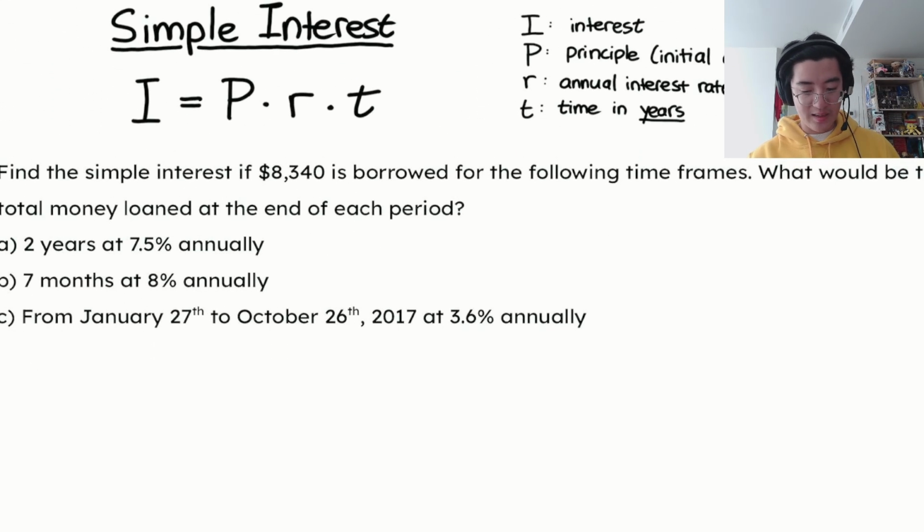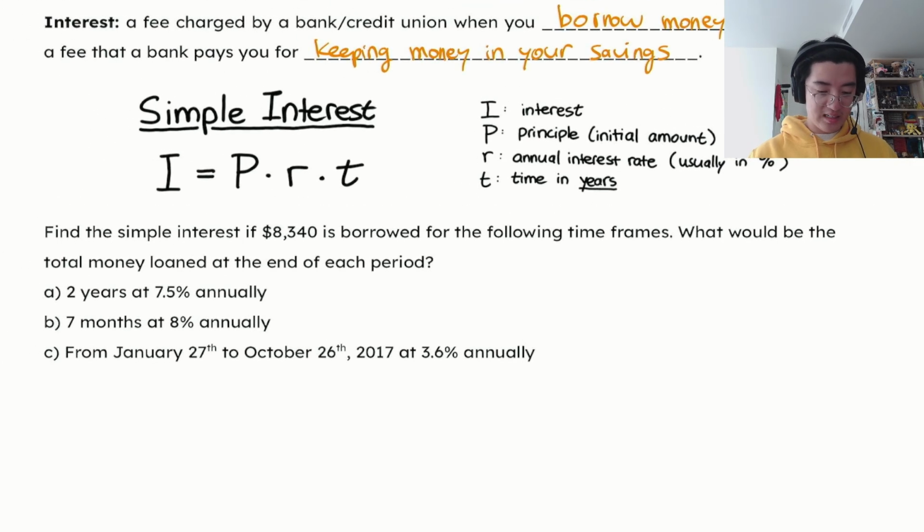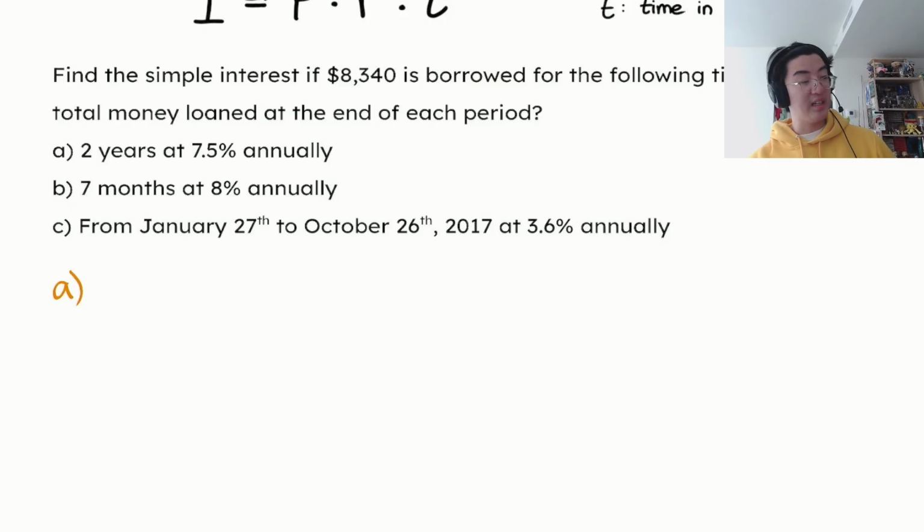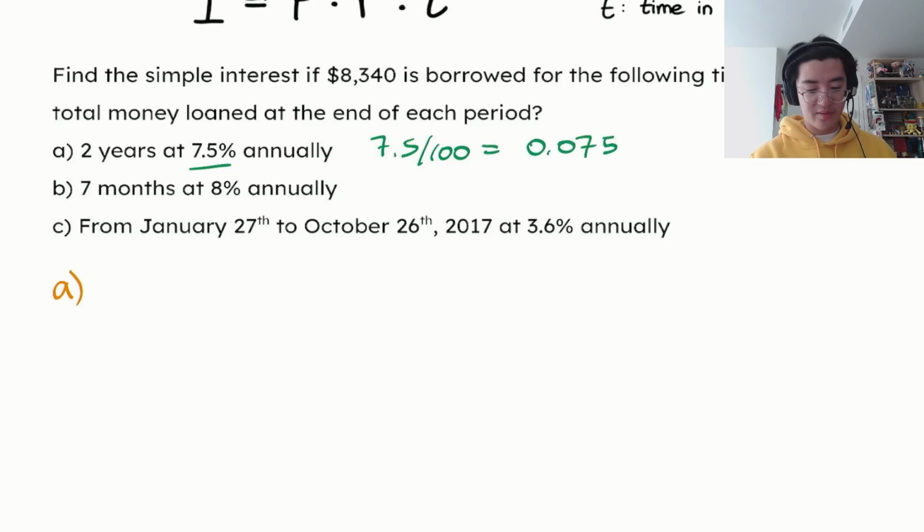Okay, so let's take an example here. Let's say we've borrowed $8,340. So there's a few different interest rates here. Right here, in example A, our interest is 7.5% every year, for 2 years. 7.5% is just 7.5 divided by 100, which is 0.075 as a decimal.